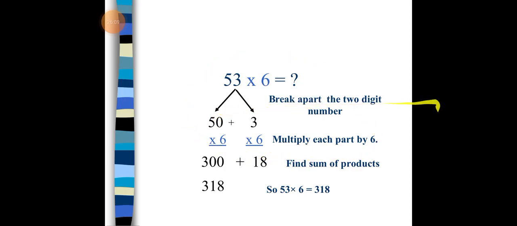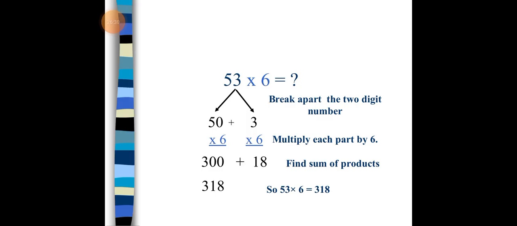Now first of all, you need to break apart the two-digit number. This is the very first step. Like here, 50 plus 3. This is a two-digit number, and we're going to break it apart. 53 means 50 plus 3.